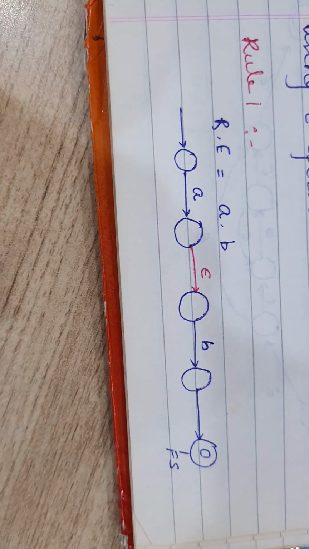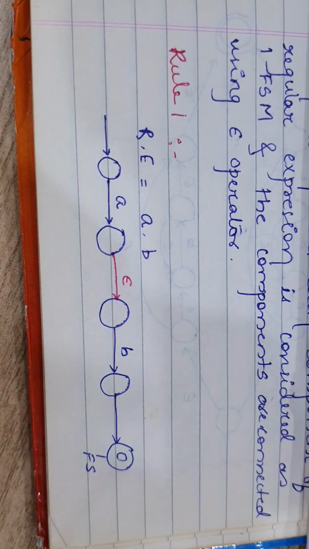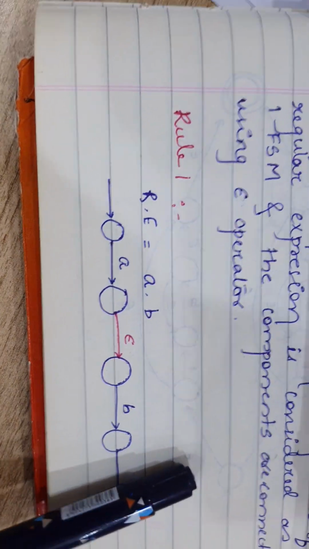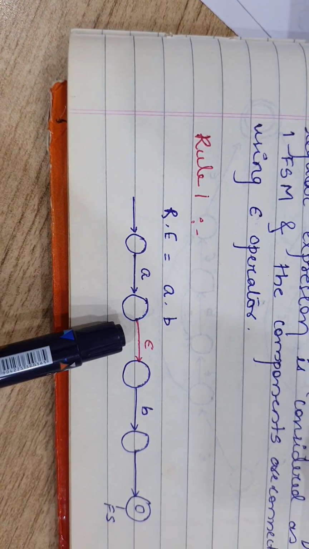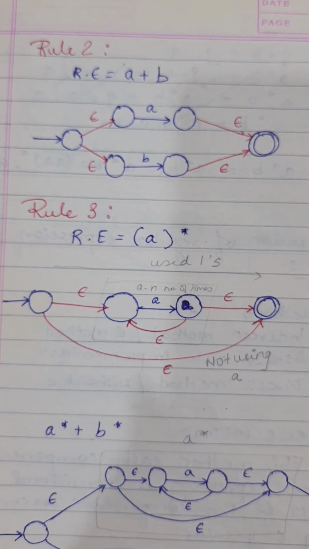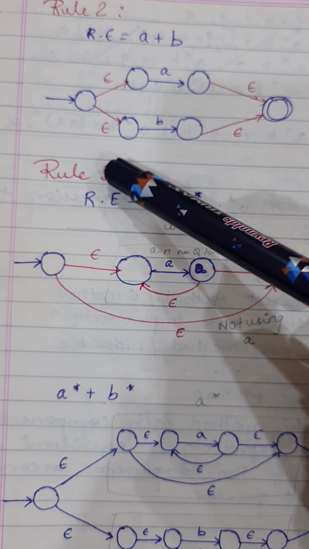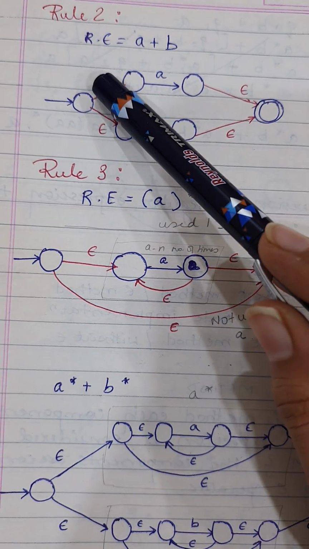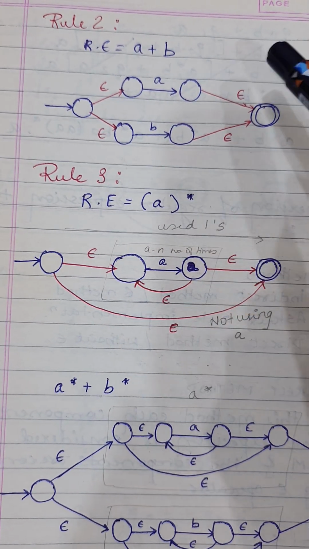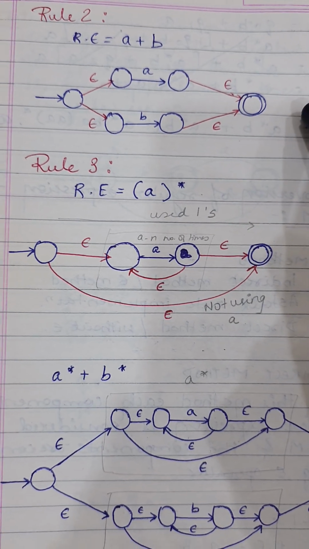So this is rule number 1. If I have A into B, I will be connecting A and B using this epsilon transition. Here is the second rule. A plus B is A or B. So this is A, this is B. Connecting epsilon transitions prior and after leading to the final state. This is the second rule.